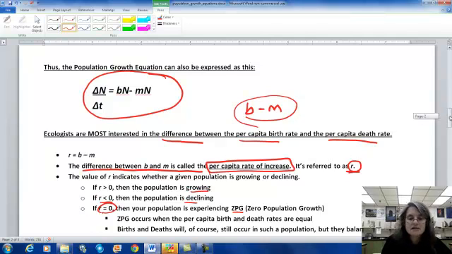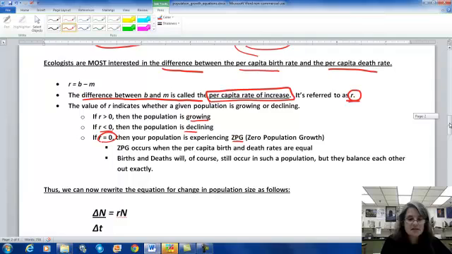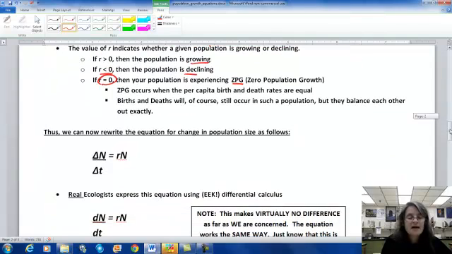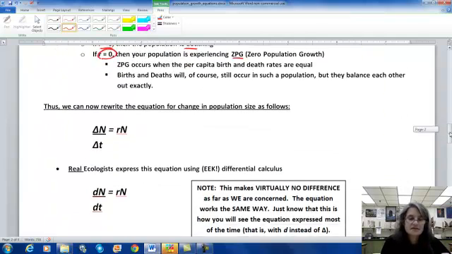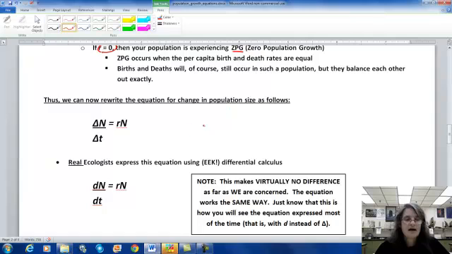Little r can tell us a whole lot in a very quick snapshot about that population. And since little r is b minus m, we can also write it as: the change over time in the number of the population is equal to this difference between b and m times the number we have in the population. Okay? Now, this is not hard.